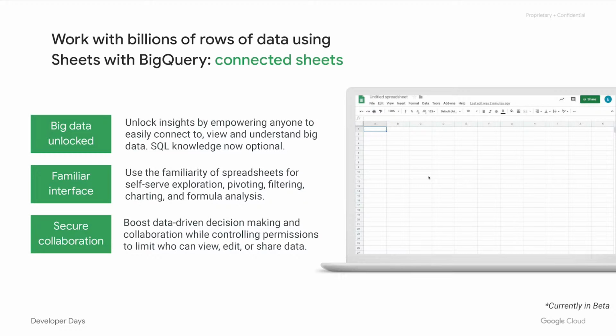Connected Sheets empowers you to work with billions of rows of data in the familiarity of the spreadsheet you're used to. And, of course, you get the familiar shareability and the collaboration that comes with Google Drive. It helps unlock your big data easily. SQL knowledge, now optional. Use the familiarity of spreadsheets to pivot, filter, chart, and develop formula analysis. It also has secure collaboration to boost data-driven decision-making and collaboration while still controlling who gets to view and share and edit the data. Let's start by taking a look at a demo of this.